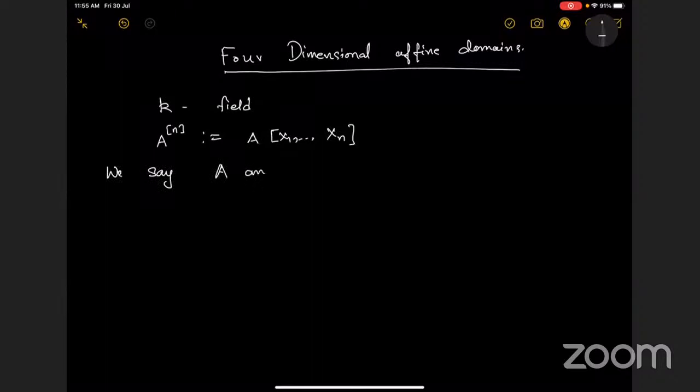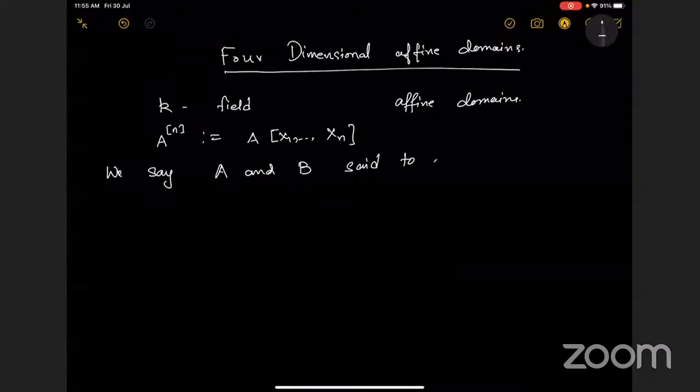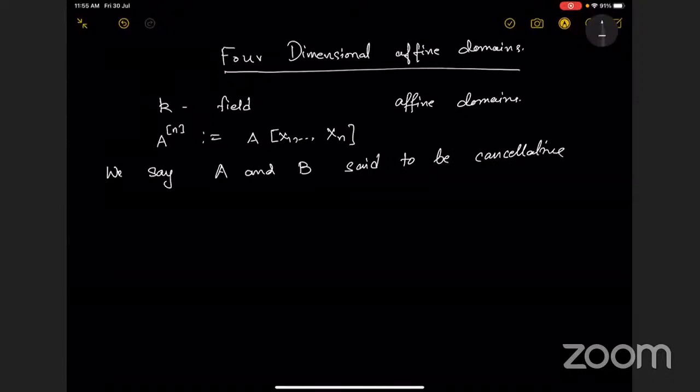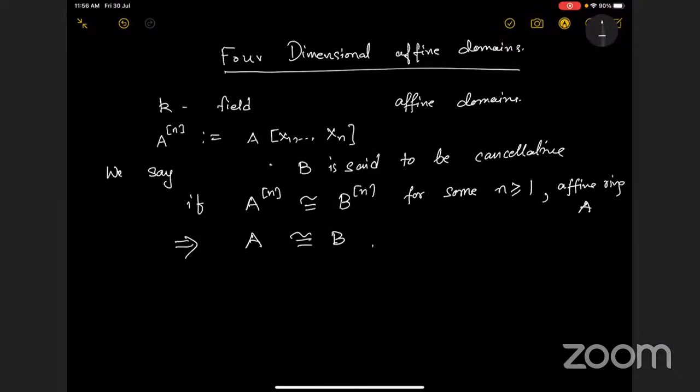We say that two rings A and B, all my rings being affine domains, are said to be cancellative if A[n] is isomorphic to B[n]. So I should better say a ring B is said to be cancellative if A[n] is isomorphic to B[n] for some integer n greater than or equal to 1 and an affine ring A implies A is isomorphic to B. So if this is a condition, then we say the ring B is cancellative.